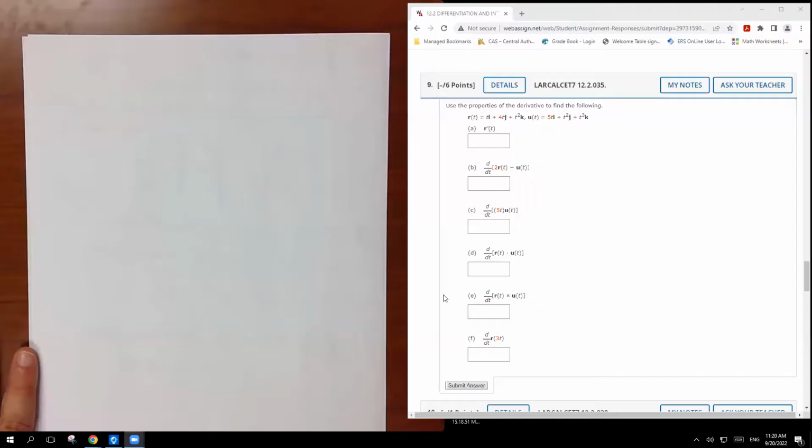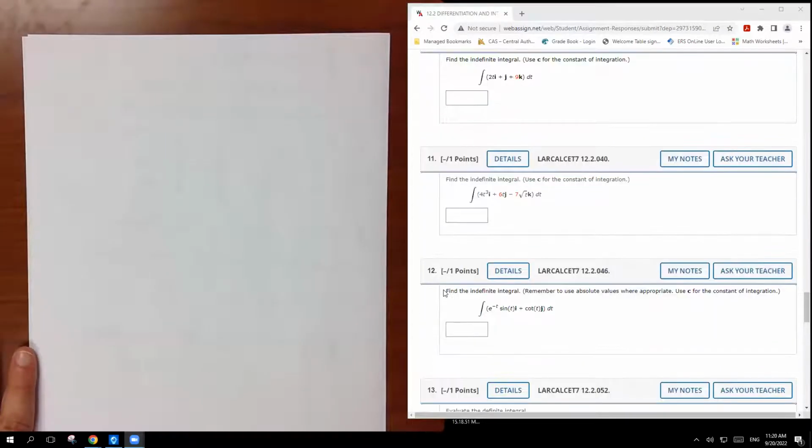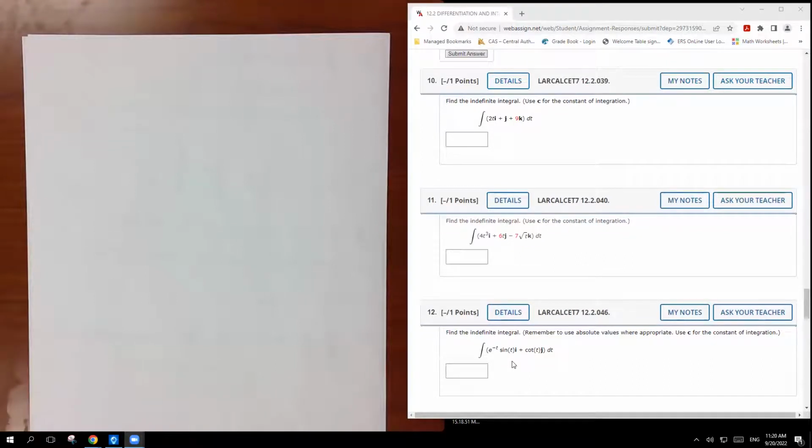So let's go to examples 10, 11, 12. Example 12 is a little bit harder, we have to remember some rules. I can solve these two for you, but the third one is going to be exactly the same thing, so I'm just going to solve a little bit from example 12, just this part. So let's do example 10, how to find the integral.